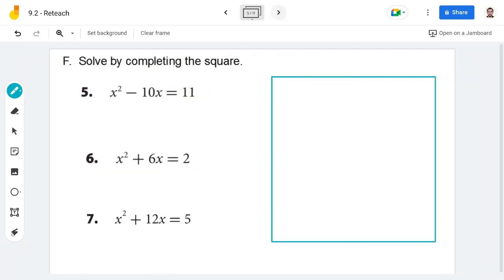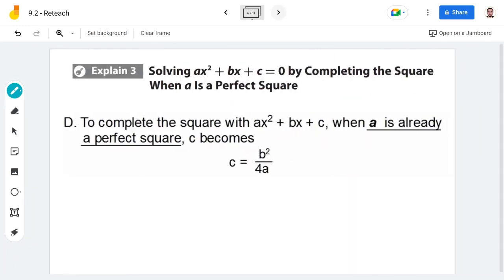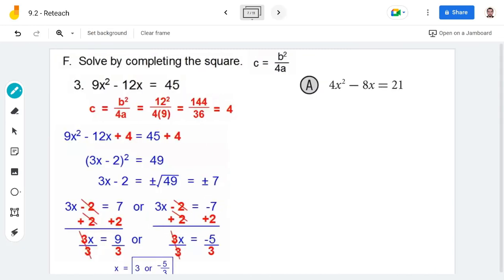And here are some questions. Try to solve them by yourself. Now, let's start solving when a is not 1. As you can see here, completing when a is already a perfect square. So we use this rule here. C is equal b squared over 4a. Now, check this question. Here, let's find c now, which is b squared over 4a, and which is equal 4.